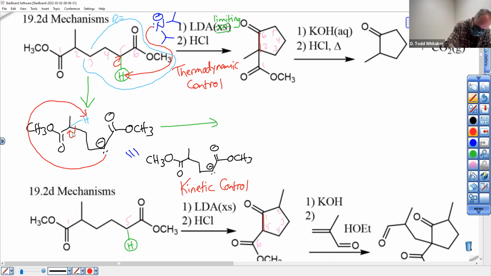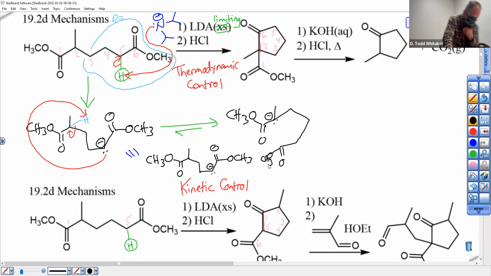And this part is actually 50-50 equilibrium, pretty much. Probably a little more forwards than backwards because of stability. And you're generating CH3O, carbonyl, anion. And then we'll go like this. C, 2, 1, 2, 3, CO2. There you go.